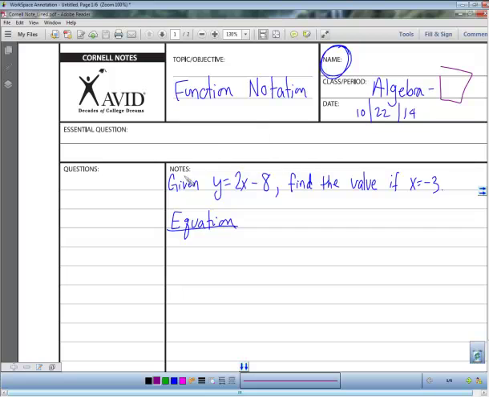Okay, so with function notation, when you are given y equals 2x minus 8, and you're told to find the value if x equals negative 3, well, we can look at function values with an equation written a little bit differently. We've seen it written: if f of x equals 2x minus 8, then f of negative 3 equals, fill in the blank.